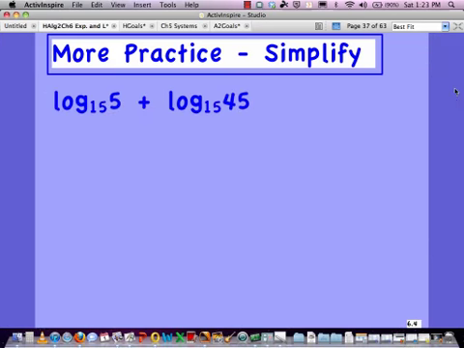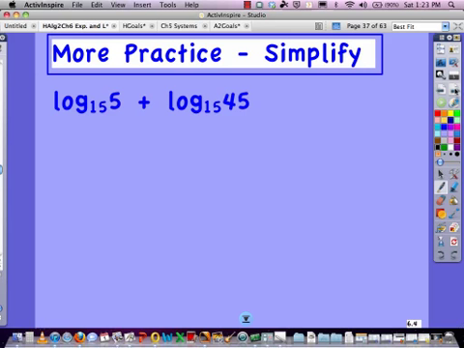Next one. Let's see what they throw at us. Looks similar to the one we just did, but it had a triple. Now we only have 2. So that should make it even easier. If I have 2 logs, the simplifying is to write it as 1. They're the same base, that's what you're noticing. So in adding, that means I should be multiplying. So 45 times 5, do the math, 225. So the log of 225 in base 15.